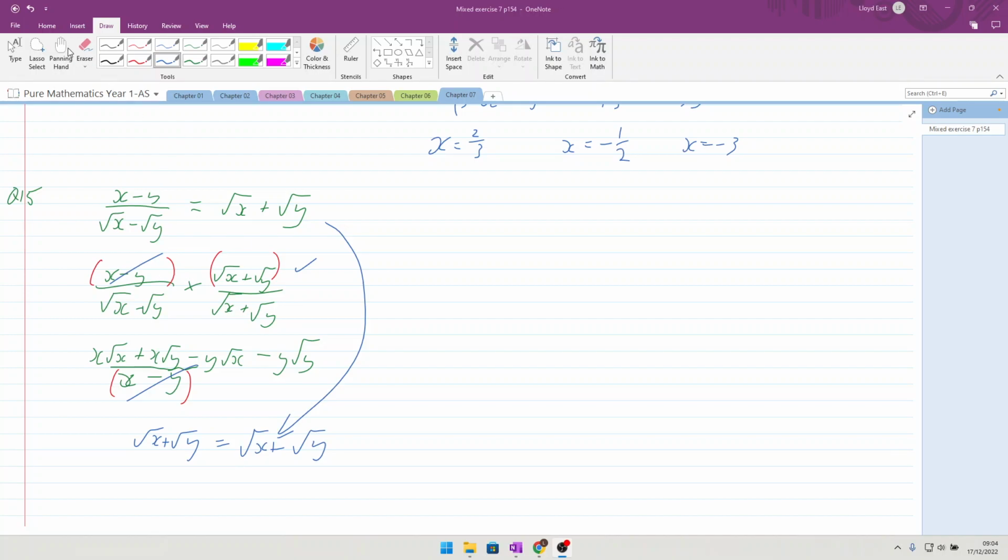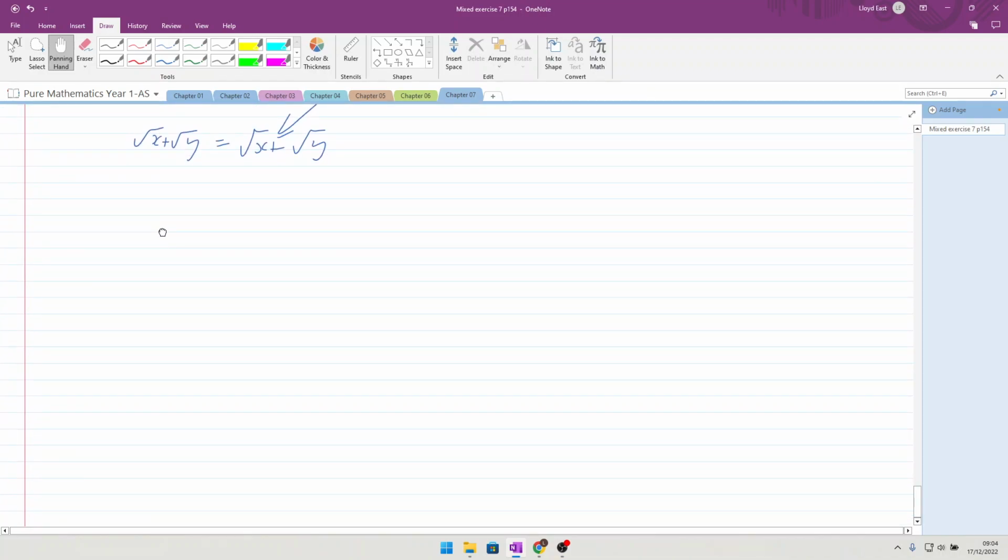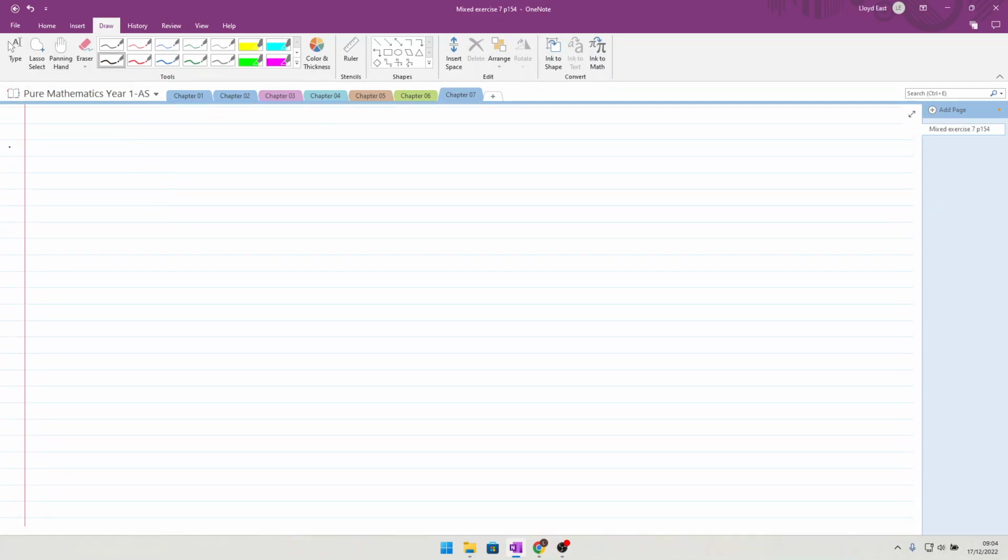Okay, question 16 next. Use completing the square to prove that n squared minus 8n plus 20 is positive for all values of n. Okay, let's do completing the square since they tell us to. So minus 8, half of minus 8 is minus 4. So we end up with n minus 4 squared.